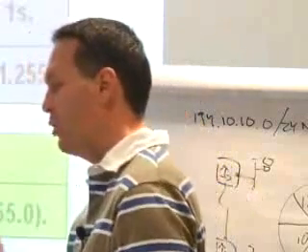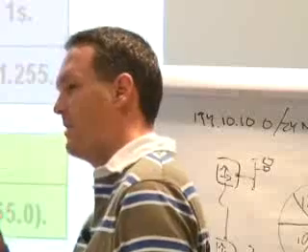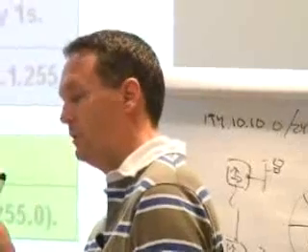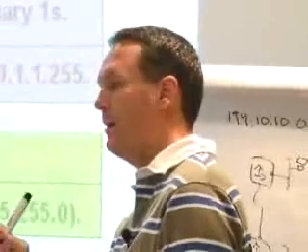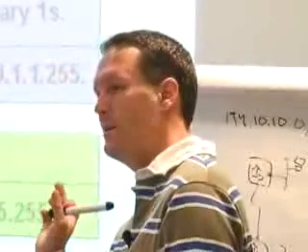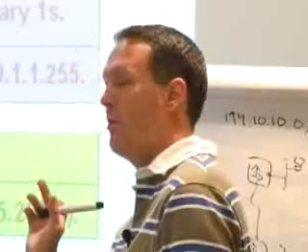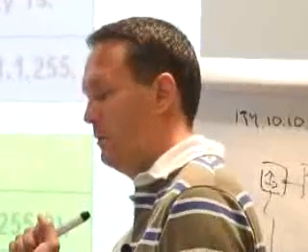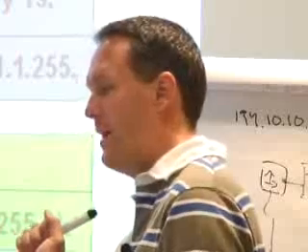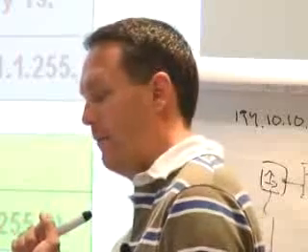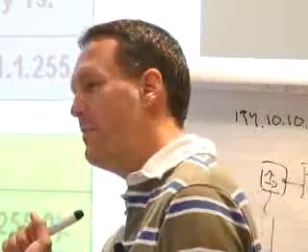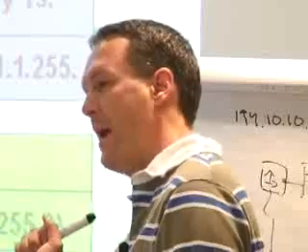The network address, we talked about that. The address for the network itself, all host bits are 0. The network broadcast address, where all host bits are 1s. It's the broadcast address on that network. And the subnet address is the same thing.